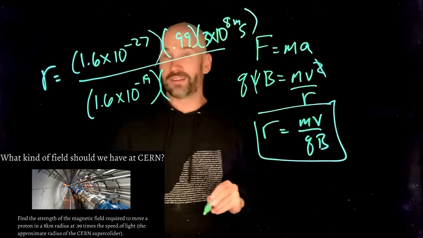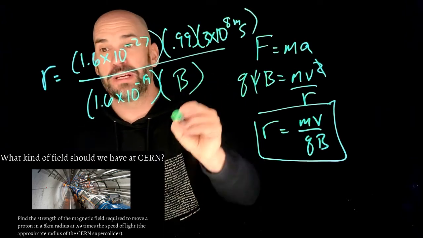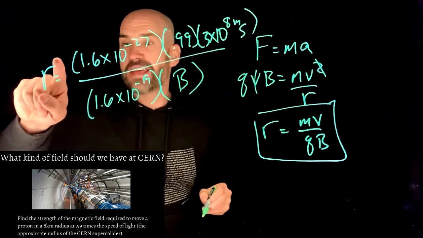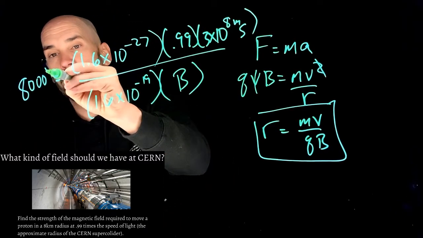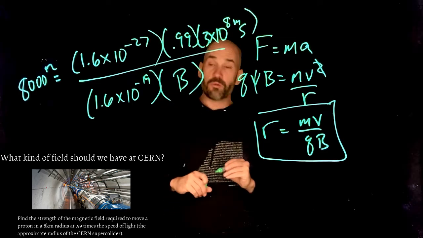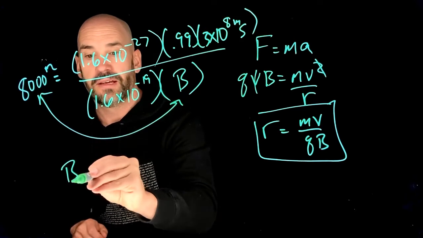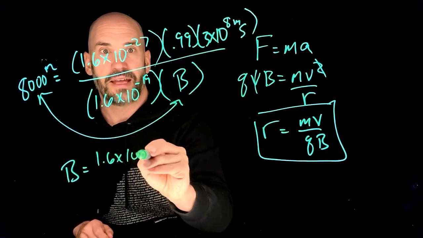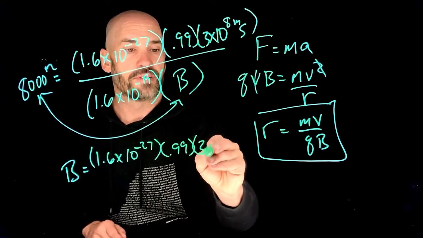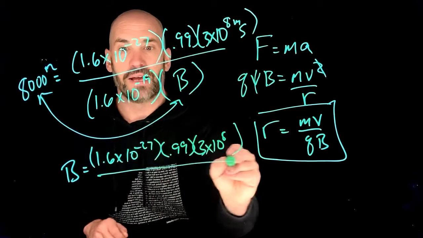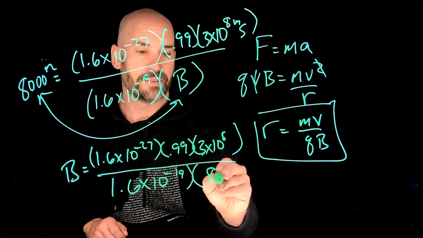do we know the magnetic field? Do we? No, of course we don't, because that's what we're solving for. We're solving for this B, but we do know the radius, which is 8 kilometers. To keep it in SI units, I want to do 8,000 meters, right? Okay, so if we then want to solve for B, we just basically flop these. So we have B equals 1.6 times 10 to the minus 27 times 0.99 times 3 times 10 to the 8 divided by 1.6 times 10 to the minus 19 times 8,000.